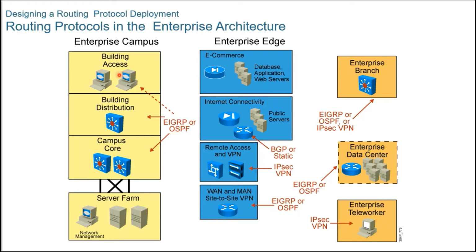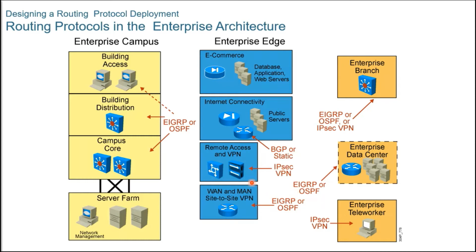So building access within the enterprise campus, distribution, core, that is where we apply EIGRP or OSPF. Now, the decision of whether to use EIGRP or OSPF should be based on the underlying physical topology, IP addressing, equipment used, and possible issues related to routing protocol in particular situation. Now this figure here just illustrates routing protocols in the enterprise architecture, including those recommended for campus core.